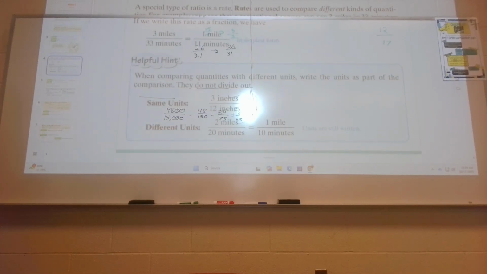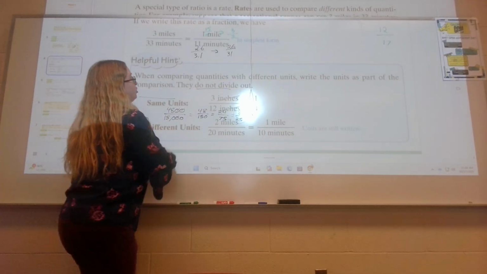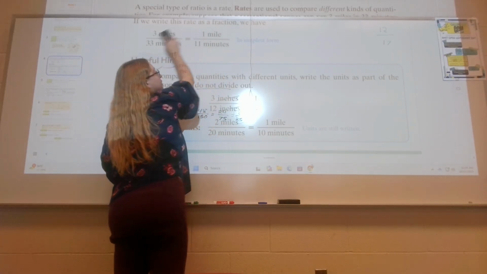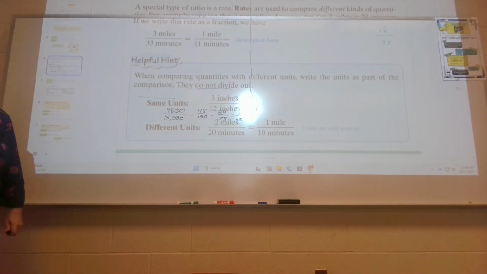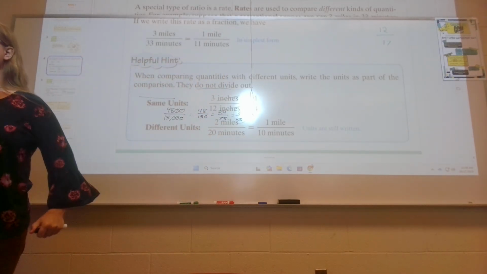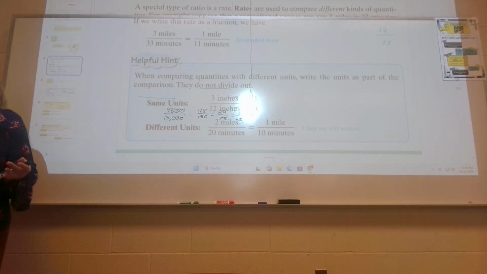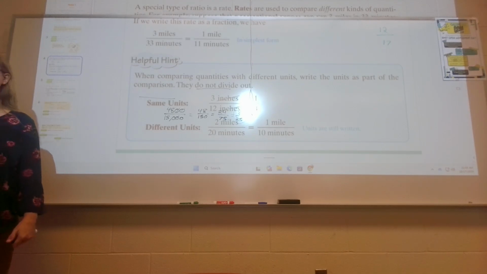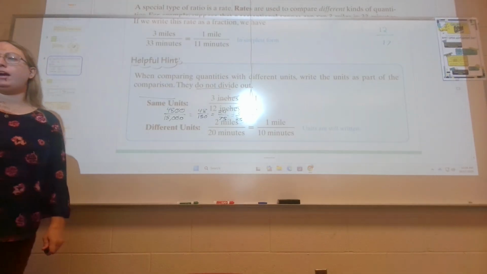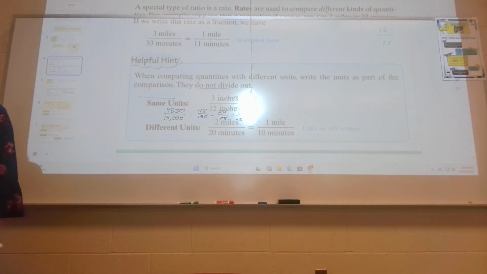All right. Let me erase a little bit so we can actually read the words. All right. So a special type of ratio is a rate, right? We use rates a lot. Rates are used to compare different kinds of quantities. So instead of saying miles to miles or dollars to dollars, now we're comparing miles to minutes or miles per hour. That's a really common rate that we use.